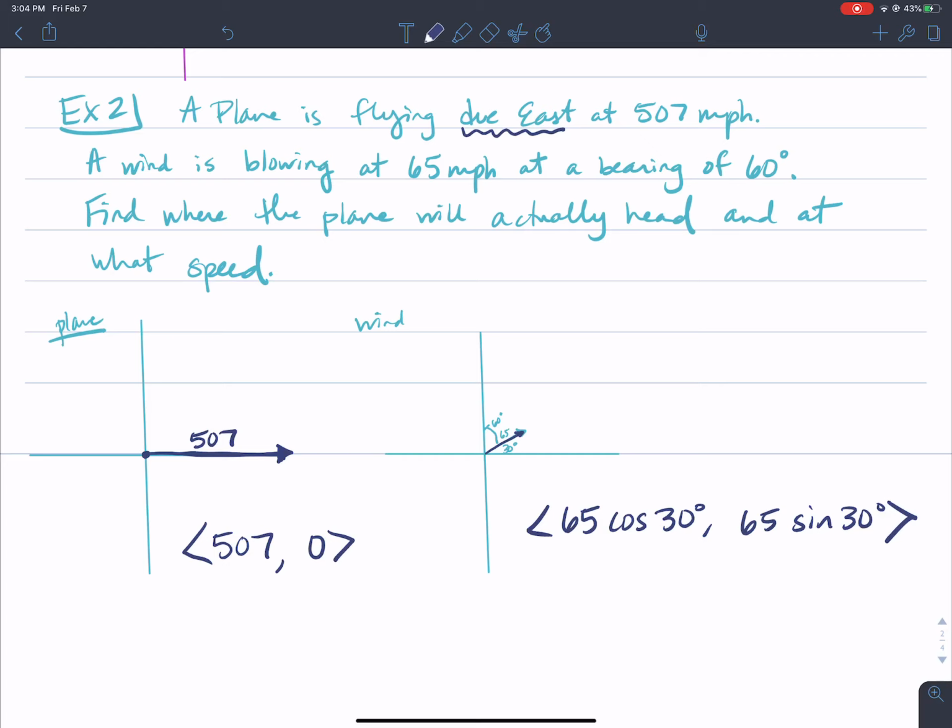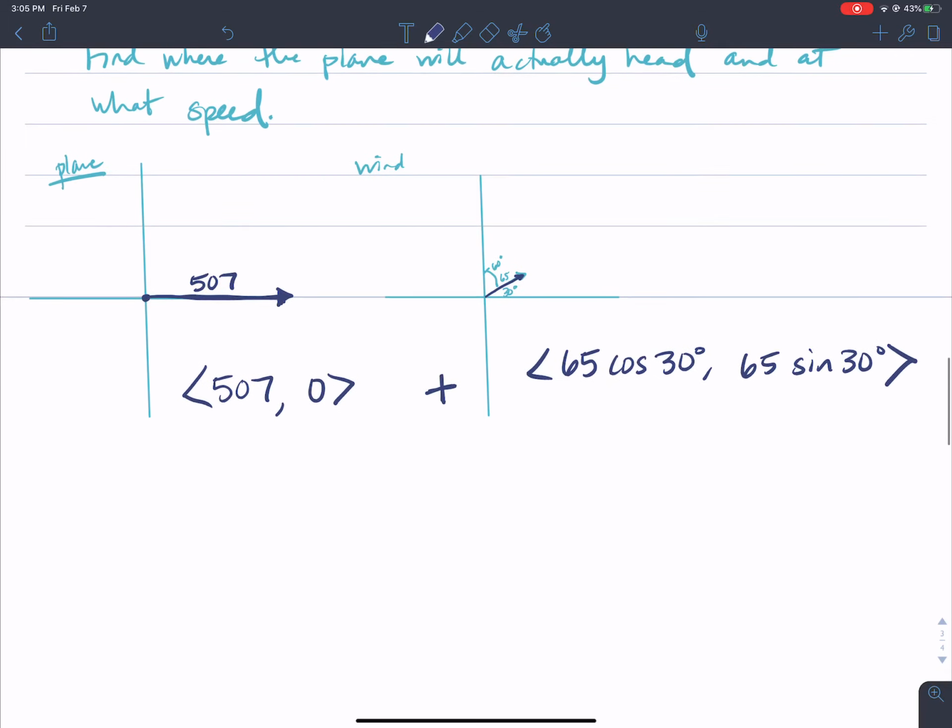Now to figure out the result of these two forces acting together, you add. Can y'all hear my dog barking? This seems to always happen.